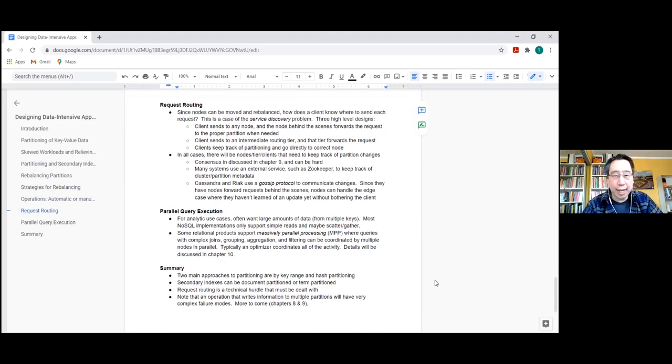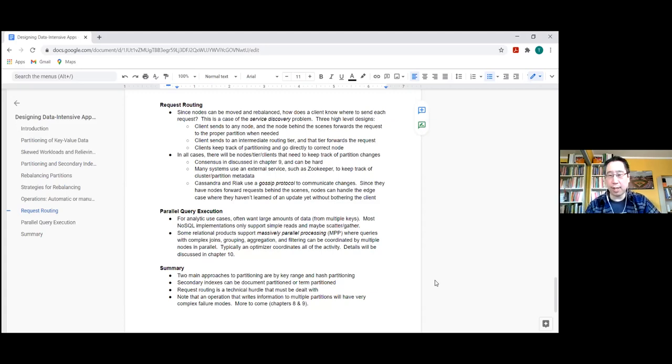All right. So then the last topic has to do with request routing, and this is a partial discussion. Some of these concepts we're going to revisit in later chapters. But the main thing is that since nodes can be moved around, rebalanced, split, you have this service discovery problem. Somehow people need to know, if I'm looking for Toyotas, where do I send my request?